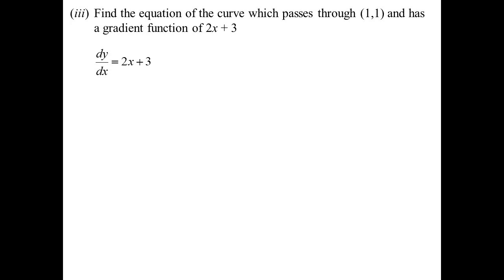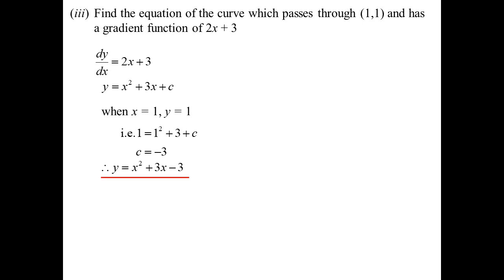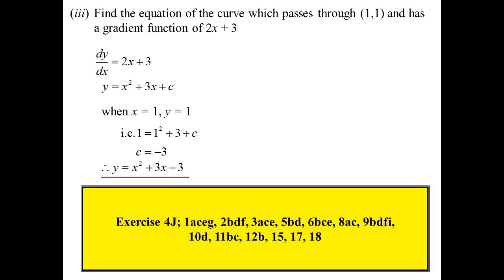So to get back to the original function or the primitive function, add 1 to the power over the power. So x squared over 2, but the 2's cancel, so we'll get x squared, 3x, and some constant. But now I can use the additional piece of information. Goes through the point (1, 1), substitute in, constant turns out to be negative 3. So there's my original curve. The equation of the curve was x squared plus 3x minus 3. Okay, 4J.